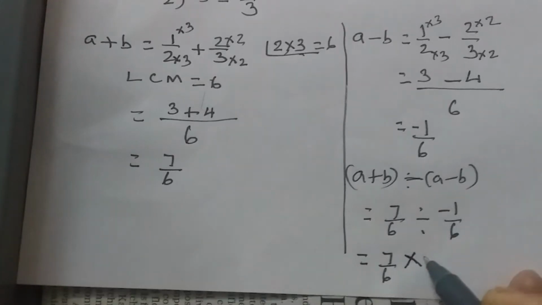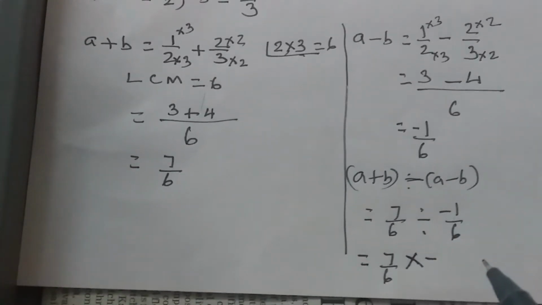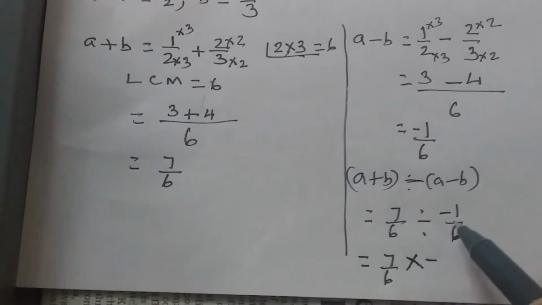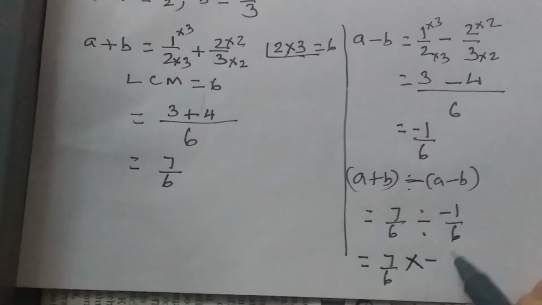No change in the sign. Minus sign as it is in the numerator only. 1 by 6 becomes 6 by 1. The reciprocal is changing the numerator and denominator. 1 by 6 is 6 by 1.